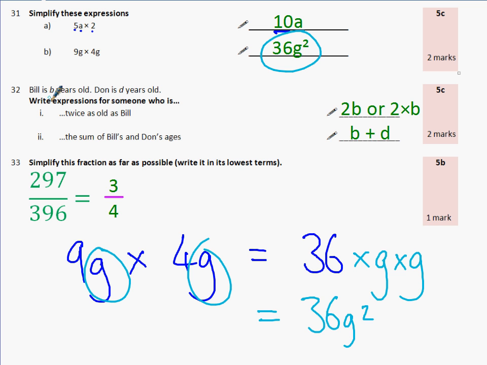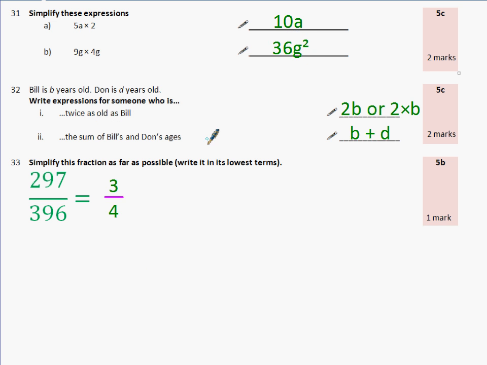Okay, question 32. Bill is B years old, Don is D years old. Write expressions for someone who is twice as old as Bill. If Bill is B years old, then someone who's twice as old as Bill is going to be Bill times 2. So you can write that as 2b, 2 times b, b plus b, or b times 2. Write an expression for someone who is the sum of Bill's and Don's ages. Sum means the answer you get when you add a couple of numbers together. So presumably Bill plus Don would look like this. You could also write it as Don plus Bill.